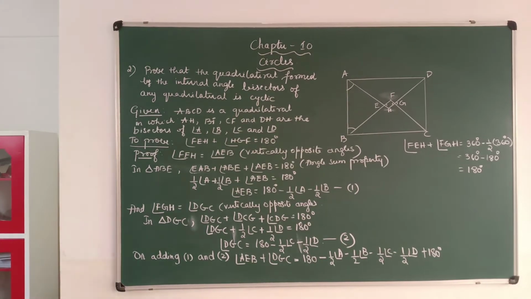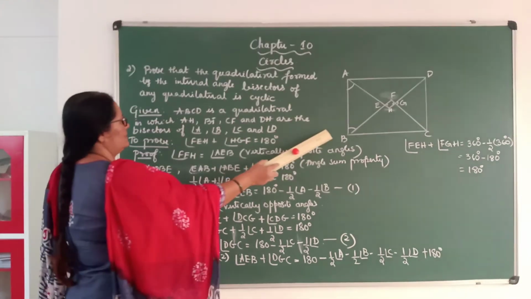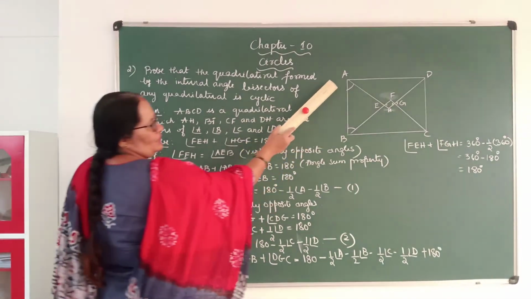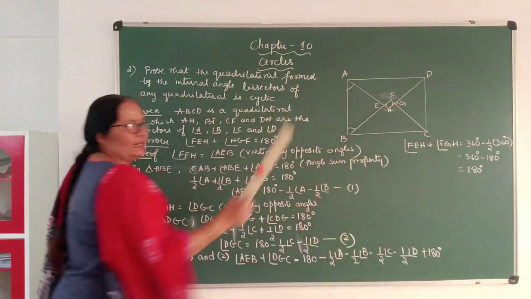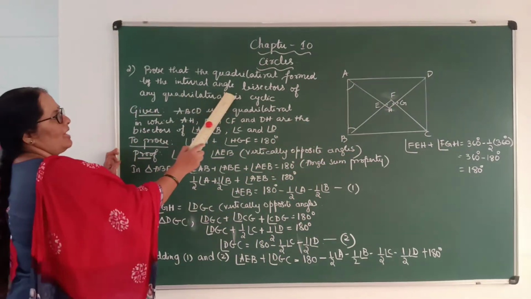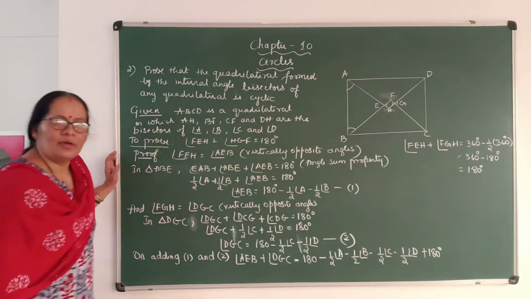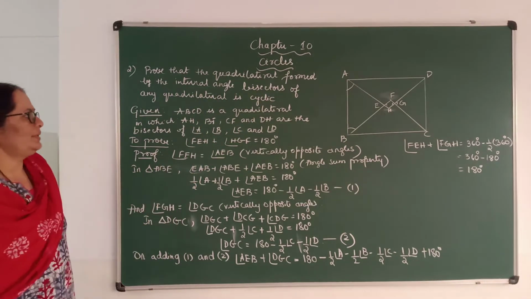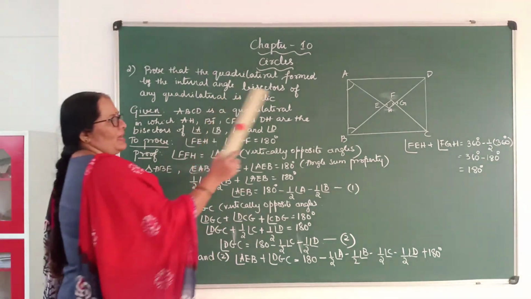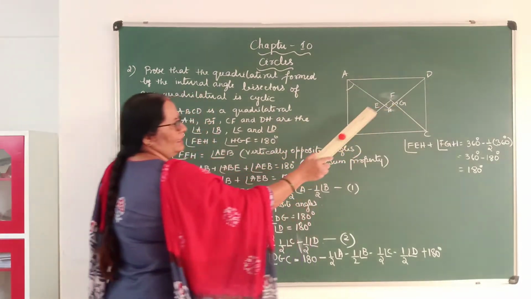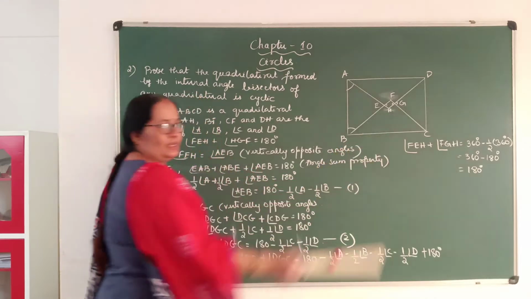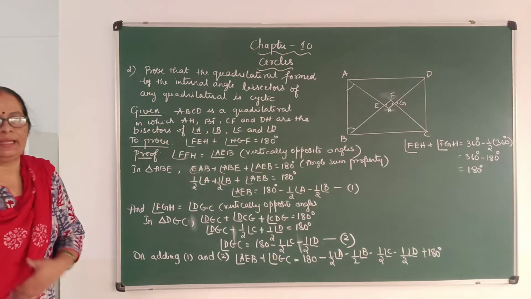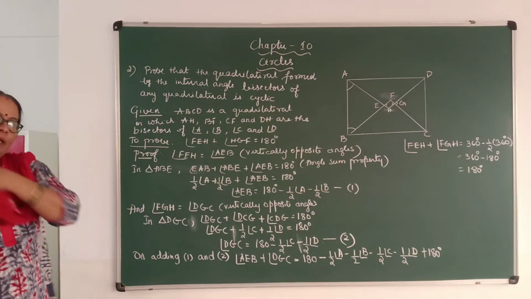Now, what is given here? ABCD is a quadrilateral in which AH, BF, CF and DH are the internal angle bisectors of the quadrilateral, and you need to prove that these angles are cyclic, that is FEH plus FGH equals 180 degree. Sum of the angle is 180 degree.